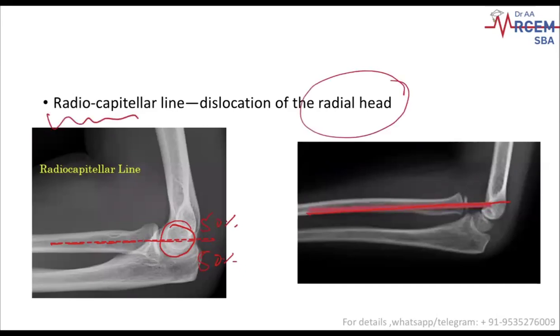This is known as radiocapitular line, used to make a diagnosis of radial head dislocation. It can be only drawn in a lateral view.